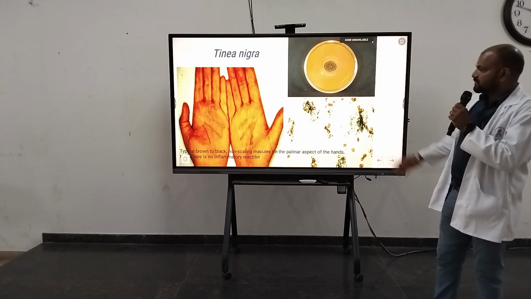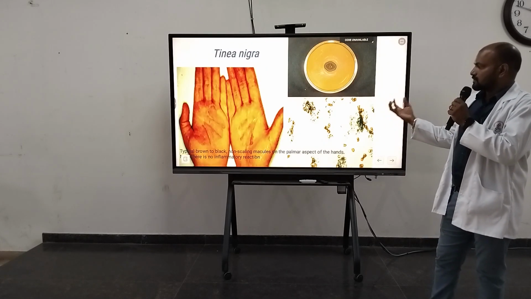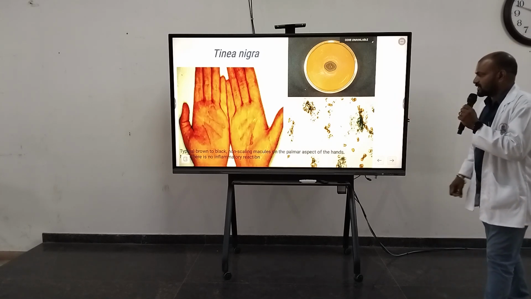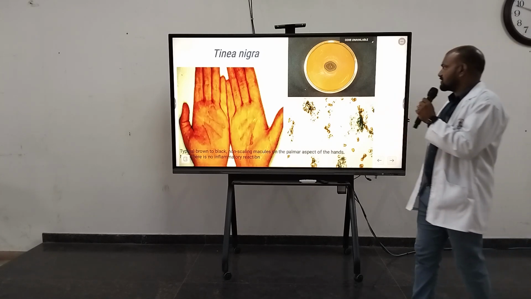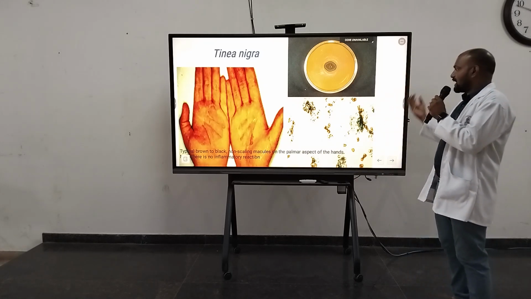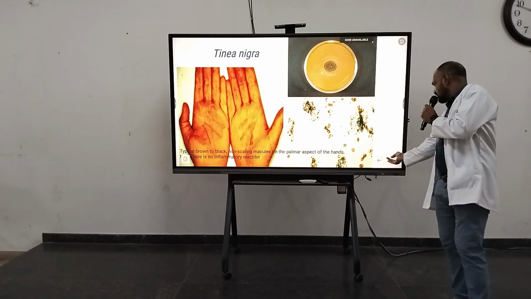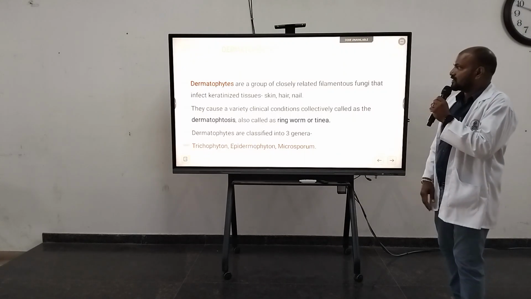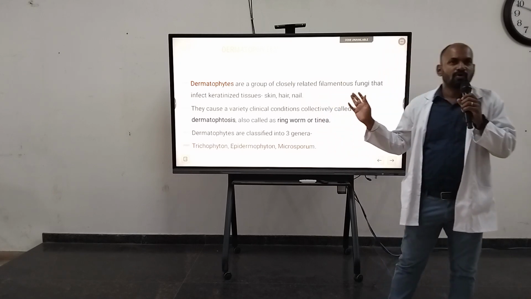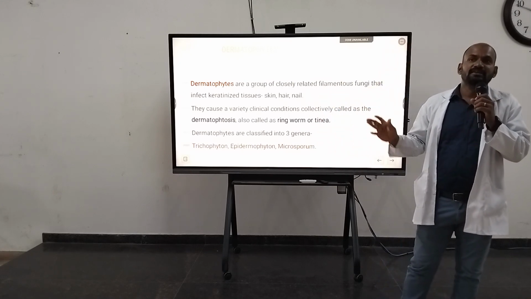You can see in this picture there are black non-scaling macules on the palmar aspect of the hand. There is no inflammatory reaction. You can also see in this picture that SDA produces black colored colonies for Tinea nigra caused by Hortaea werneckii. Now we'll move on to the next important topic, dermatophytes.